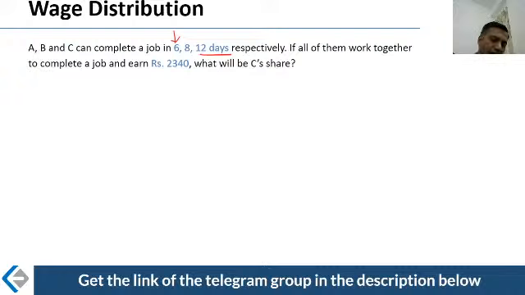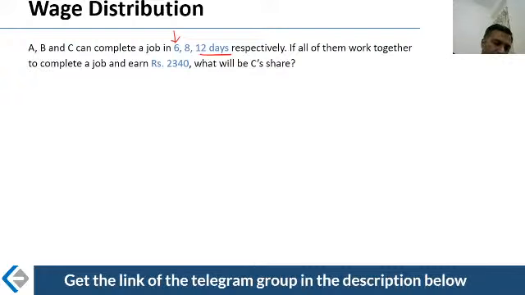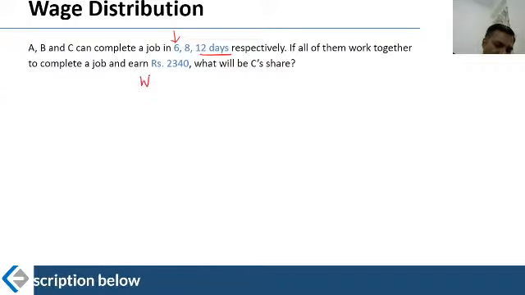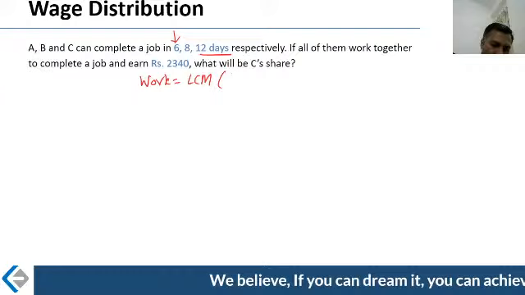Now you might have understood what I said. Just in case you didn't, let me illustrate that point here. What is the work therefore? 24. What is the work therefore? Work is nothing but the LCM of 6, 8, 12.